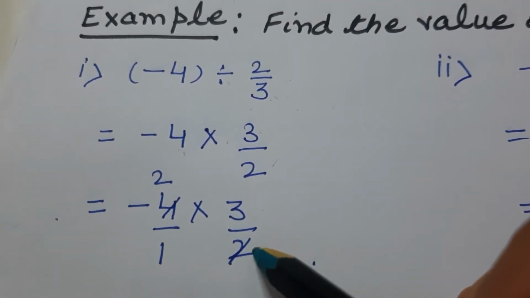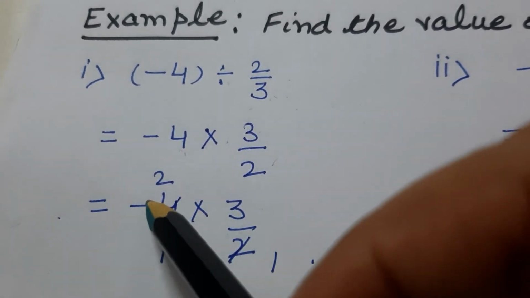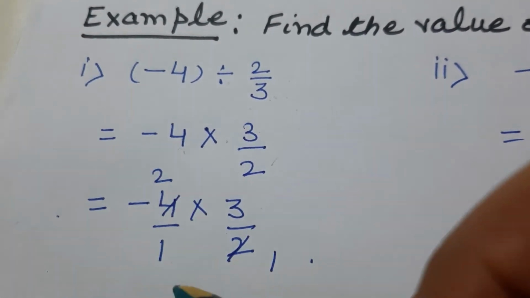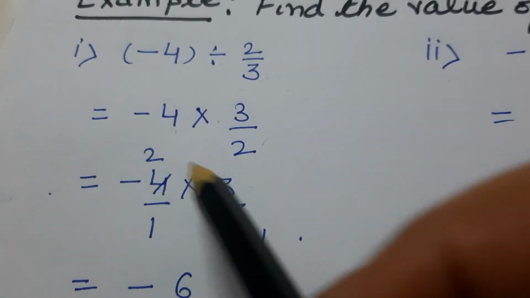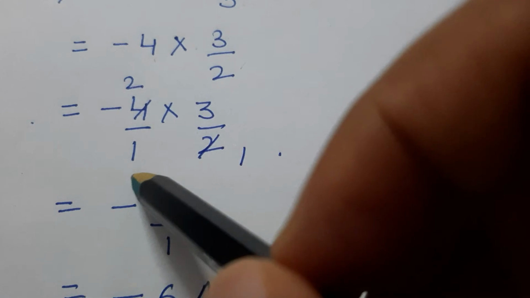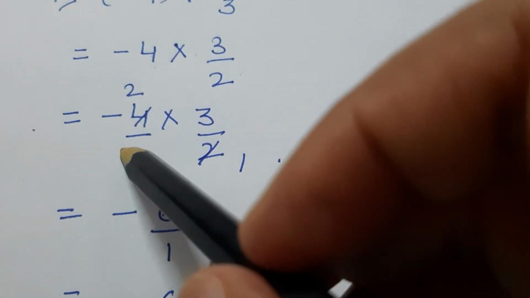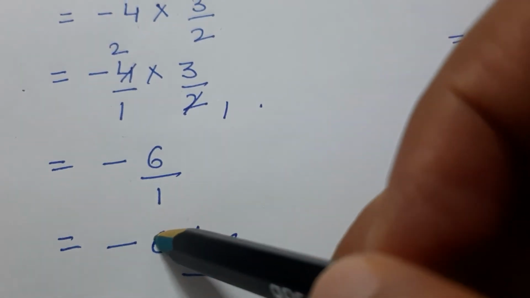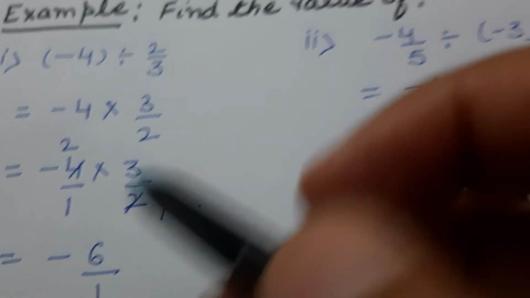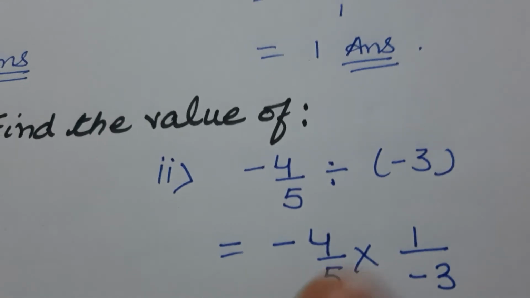Now see if there is any common factor. 2 is a common factor, so both will be cancelled. Now what is left? Minus 2 into 3. 2 threes are 6, 1 ones are 1. And one negative sign is there, so it will be in the answer. So the answer is minus 6. One more example I am taking here.